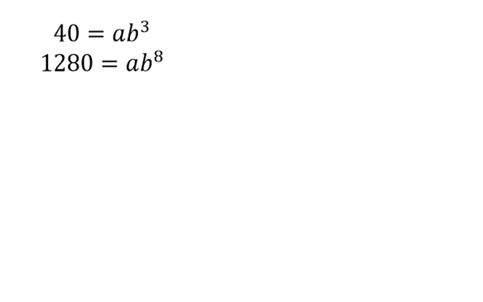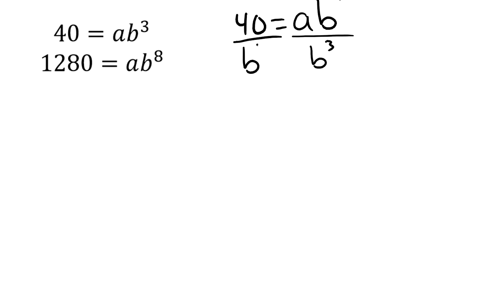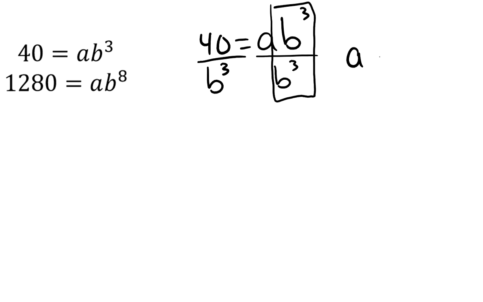So get a alone in the first equation. If I write the first equation again, 40 equals ab to the third power. If I want a alone, I can divide both sides by b cubed. You can see over here this is now a giant 1. Those cancel, and what this tells me is that a equals 40 divided by b to the third power.